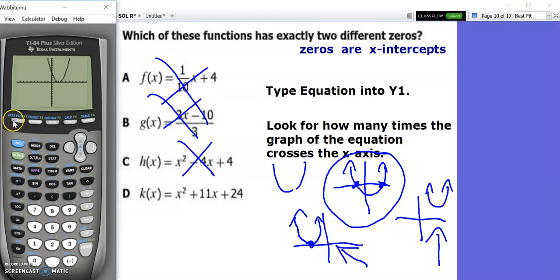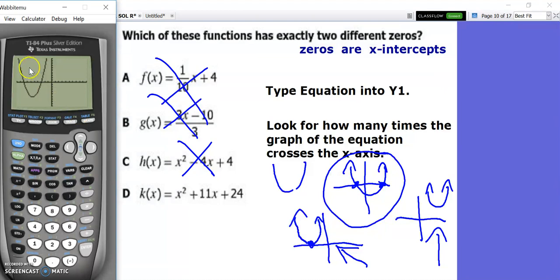So let's go in here, we're going to type in letter D. Letter D is x squared plus 11x plus 24. And then we're going to go ahead and click zoom 6, or you can just click graph at this point because it's already on zoom standard.